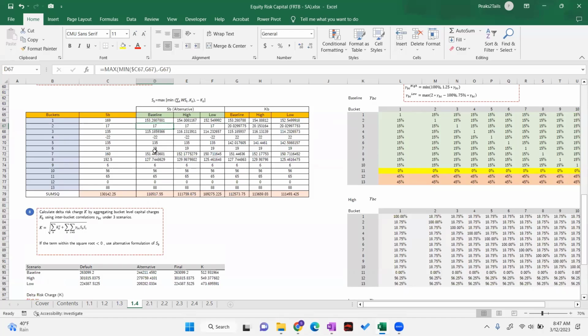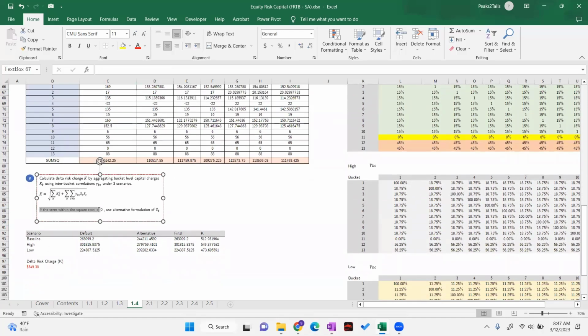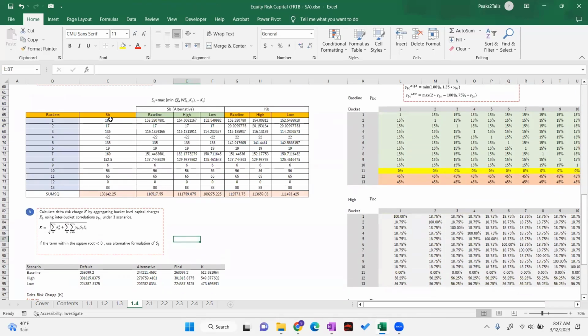Alternative definition. If the term within the square root is negative, then use the alternative formulation of SB. So instead of this column, you will use this column under baseline. Similarly, for high, the default calculation will use this, but if it is negative, then this will switch to this column. I'll pause here for any questions. So far, so good. I know there are a lot of details and it takes time, but you have the Excel, just practice a few times and you'll get it.